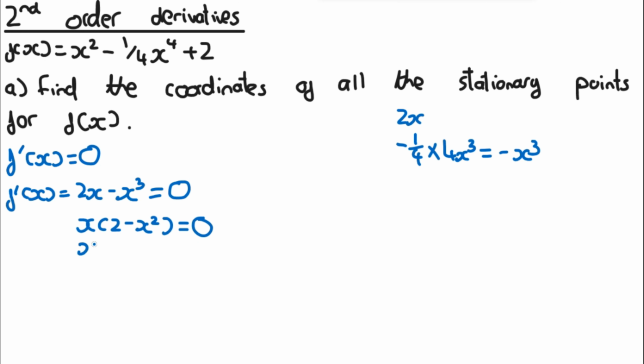So this is when either x is equal to 0 or when 2 minus x squared is equal to 0. So x squared is equal to 2, so x is equal to plus or minus the square root of 2. So x is equal to 0 and x is equal to plus or minus the square root of 2. So there are 3 coordinates.